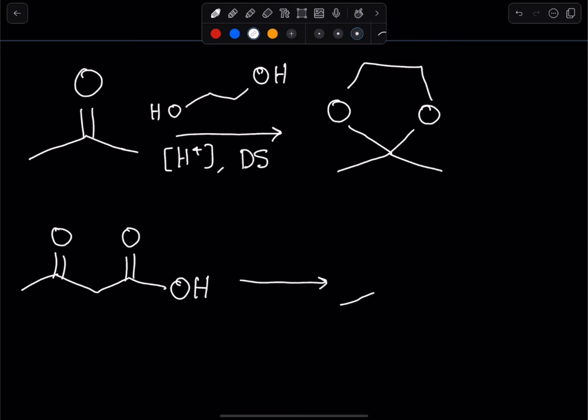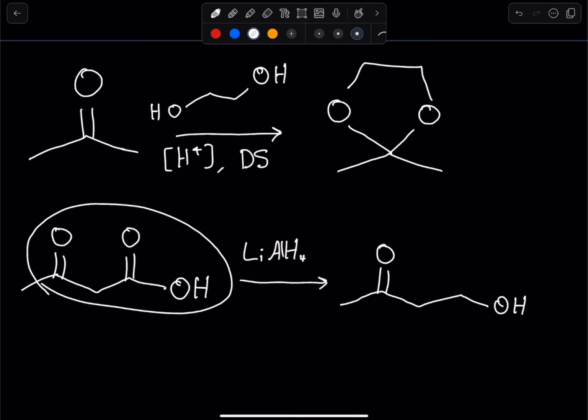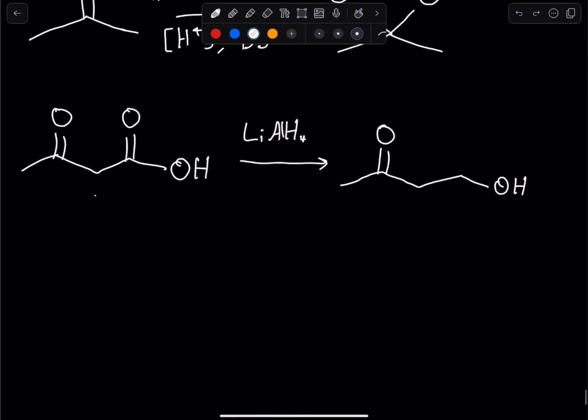And you want to reduce it so that the carboxylic acid becomes a hydroxyl, so it becomes completely reduced, but the ketone stays the same. Now, if you use lithium aluminum hydride as your reducing agent, it will reduce both of those. So how do you make it so the ketone stays? Well, you probably remember a thing called protection.